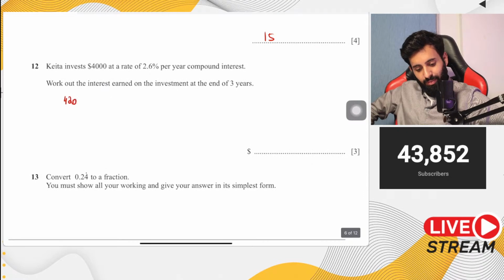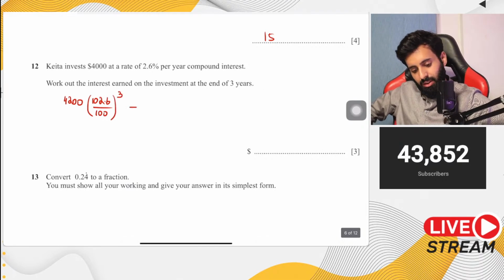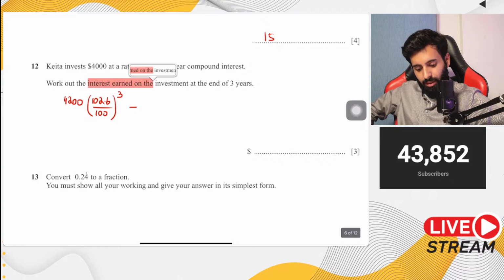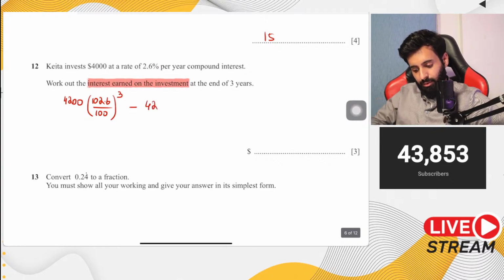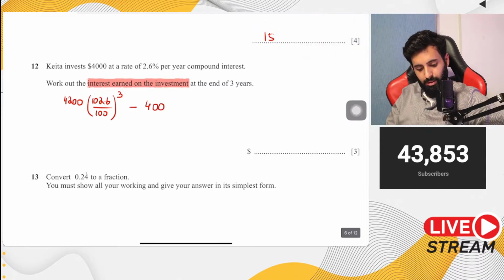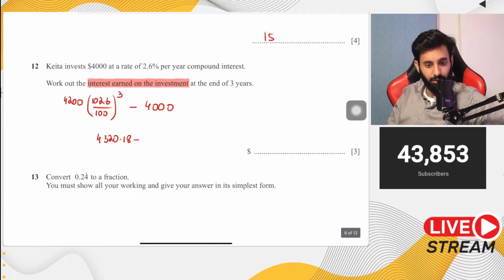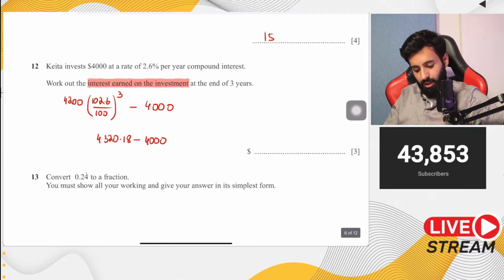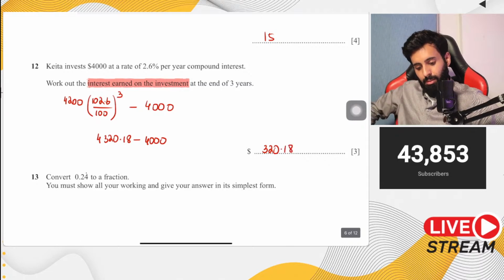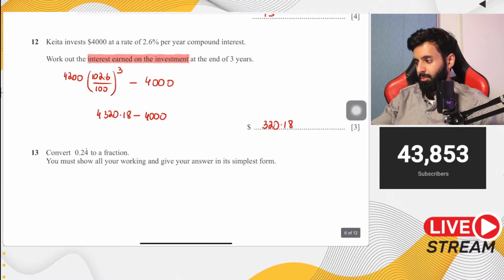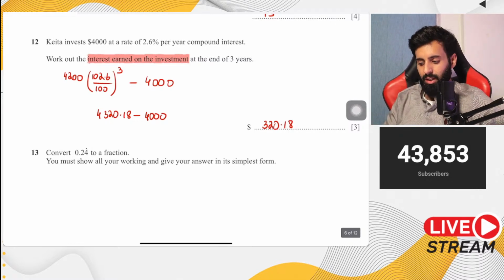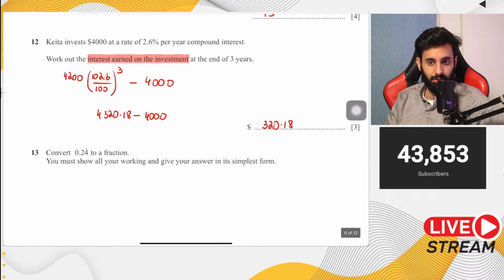So 4000 into 102.6 upon 100 to the power of 3. Now notice that the question is only asking you to find the interest earned. You could lose a mark over there if you don't read the question carefully. So from this, you need to subtract 4,000. You're not supposed to find the total amount, only the interest earned. So the 4320.18 that you guys are saying is the amount at the end of 3 years, from which 4,000 needs to be subtracted, and you get 320.18 as your final answer. Remember, any dollar value has to be given correct to 2 decimal places irrespective, because that is as far as anything in dollars can be measured.